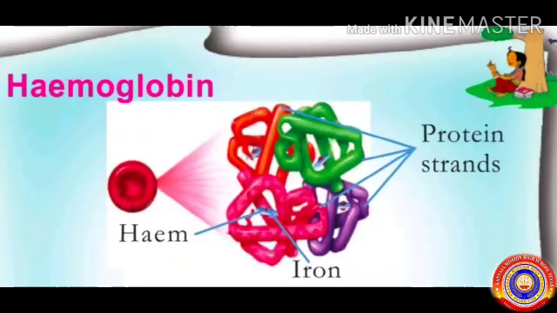Let's learn the structure of hemoglobin. The structure of hemoglobin consists of 4 protein strands with iron containing heme. Oxygen combines with iron in the heme. Each hemoglobin molecule can carry 4 oxygen molecules since the hemoglobin molecule contains 4 protein strands and the heme.